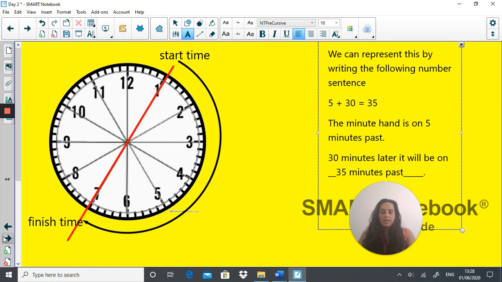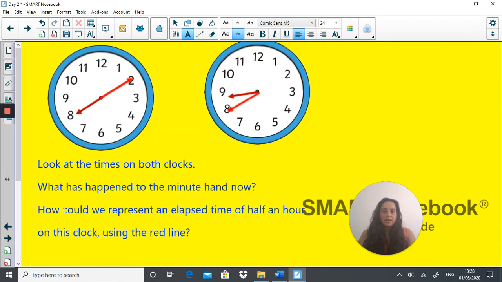Okay, let's look at another example. So here are our two clocks. Look at the time on both clocks. What happened to the minute hand? The same thing is happening to the minute hand in every scenario. How can we represent the elapsed time using a red line? So draw your red line to show the elapsed half an hour.